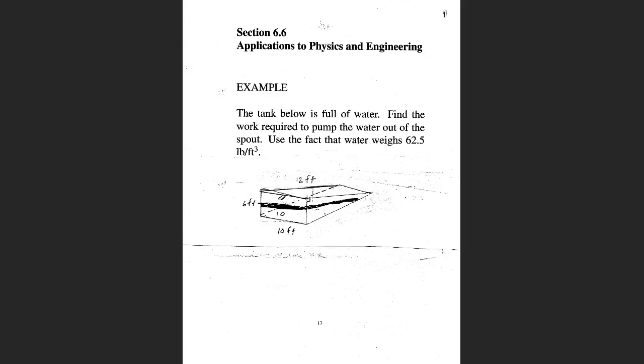So what we have here is a tank, and the tank's filled with water, and we want to find the work required to pump water out of the spout. Now, in this case, the units we're dealing with aren't meters and kilograms. We're dealing with pounds and cubic feet, not cubic meters. So the density of water is 62.5 pounds per cubic foot. And this is a picture of the tank.